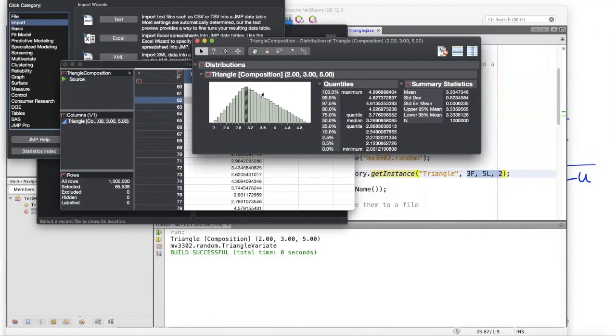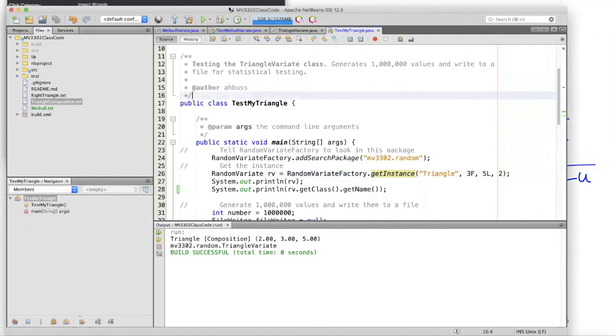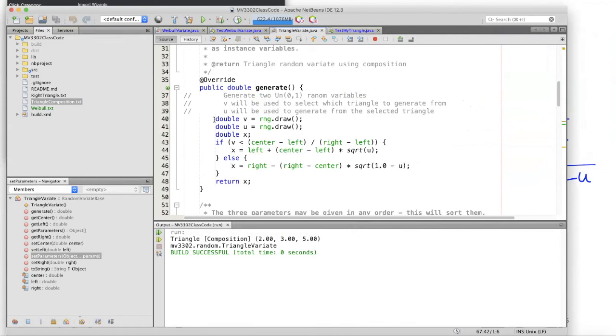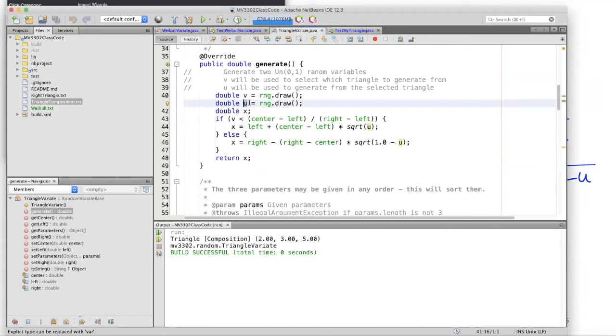And hopefully this, and again, let's look at the way that it was done. We generated 2 uniform guys, and then we said, okay, if this first uniform guy is less than this quantity right here, we're going to generate one of these triangles that was on the left. And if it's not, we'll generate one from the right.